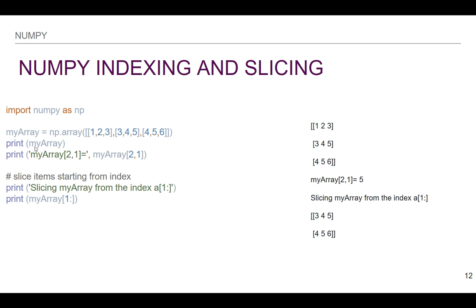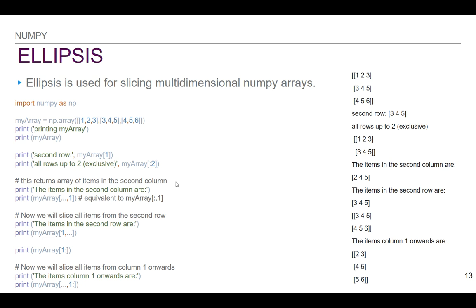So first we print the array, or the 2-dimensional array. And then we want to access 2 and 1, which is 0, 1, 2, and 1, which is 5. So if we want to slice from index 1, so from row 1 all the way to the end, you get the content of the 2nd and the 3rd rows.